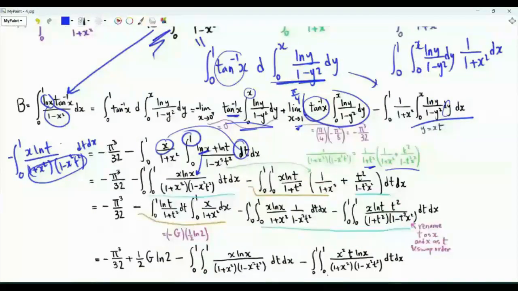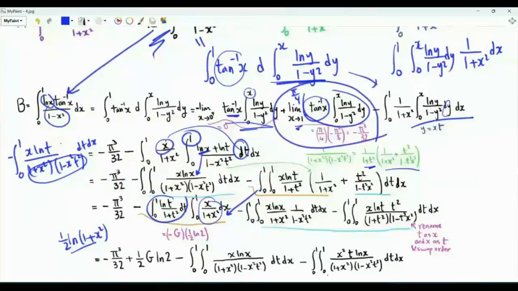We have three integrals. This one, we can separate the variables. The integral with respect to t gives minus g, and the integral with respect to x is 1/2 the natural logarithm of 1 plus x squared. This is 0 when x is 0, and this is 1/2 ln 2 when x approaches 1. From this limit, we have minus pi cubed over 32 from this integral. And because there is a minus sign here, we have 1/2 g, the natural logarithm of 2.